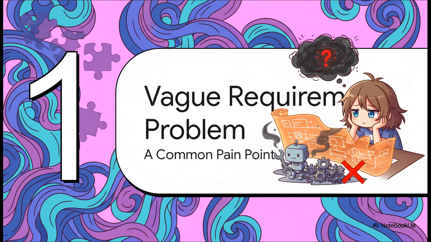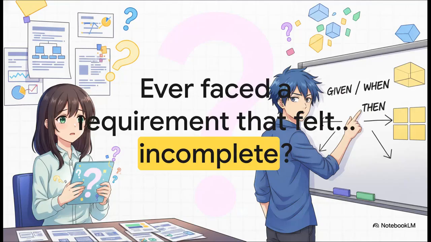Okay, first things first. Let's talk about a problem that I know we've all faced. It's that feeling you get when a task lands on your desk and it's just, well, ambiguous and incomplete. Seriously, think about it. Have you ever read a user story and just thought to yourself, what does this actually mean? Or maybe the classic, how in the world am I supposed to test this? Yeah, you are definitely not alone on that one.